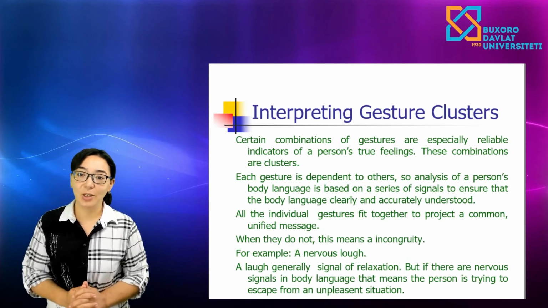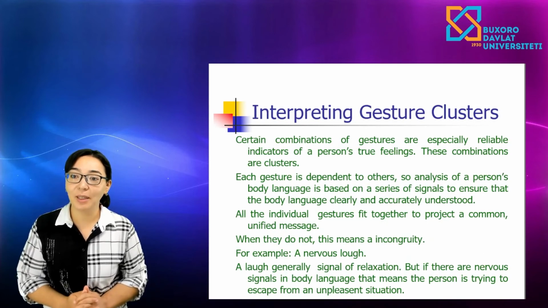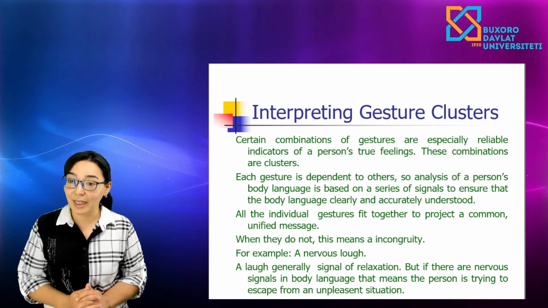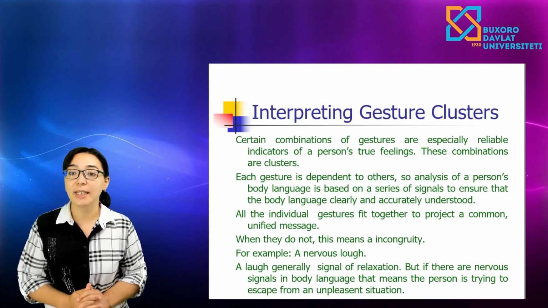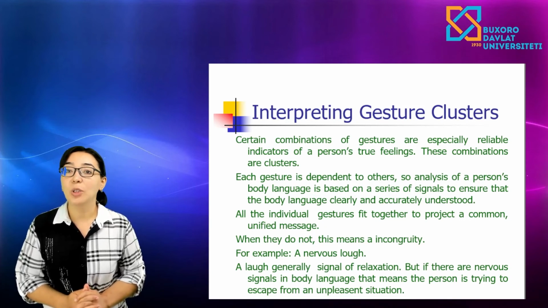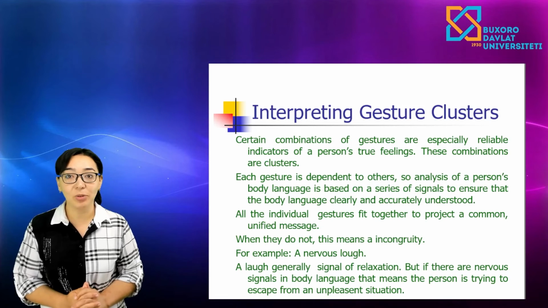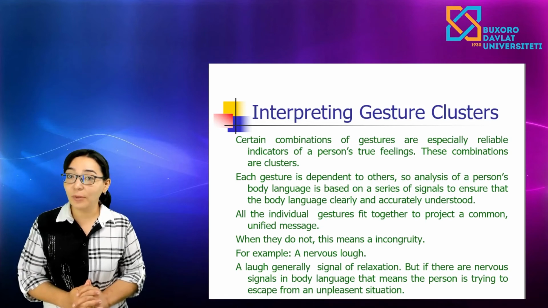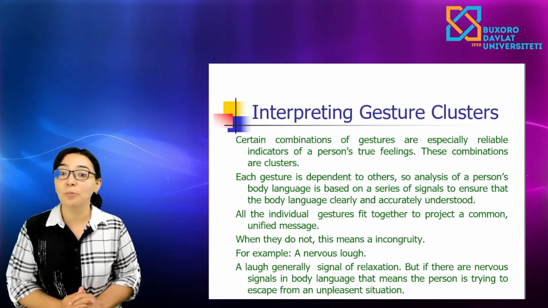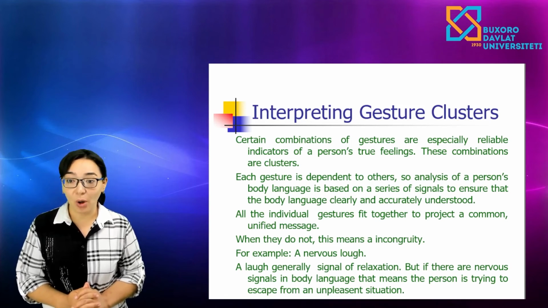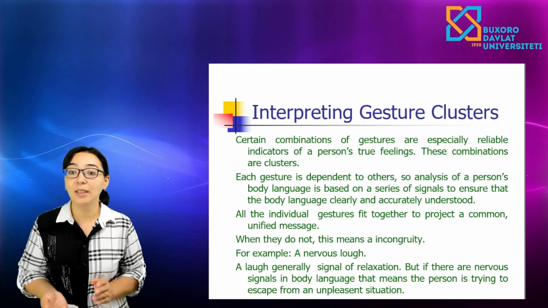Certain combinations of gestures are especially reliable indicators of a person's true feelings. These combinations are clusters. Each gesture is dependent on the others. Also, analysis of a person's body language is based on a series of signals, to ensure that the body language is clearly and accurately understood. All the individual gestures fit together to project a common, unified message. When they do not, this means an incongruity.